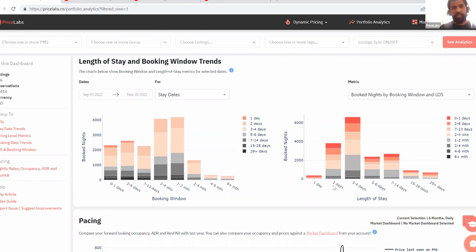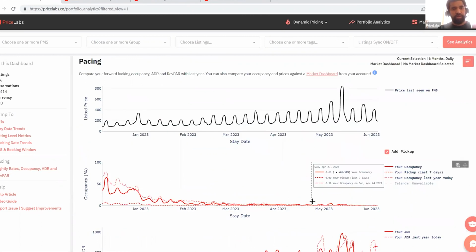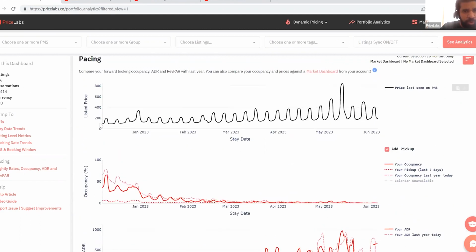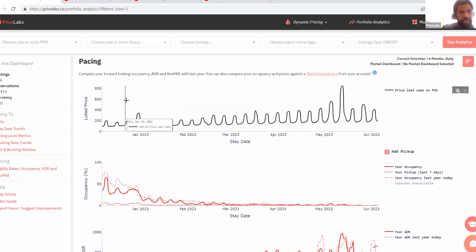And pickup is the other metric that I mentioned. Pickup is what I'm trying to understand: what occupancy did I gather in a certain period of time. As I look at these graphs, it'll make a little bit more sense. So you'll see this section here, which talks about pacing. Now, the use case number three that we're going to talk about is how do we use these portfolio analytics to make some decisions on forward-looking data. So I'm going to ignore this listing price graph.